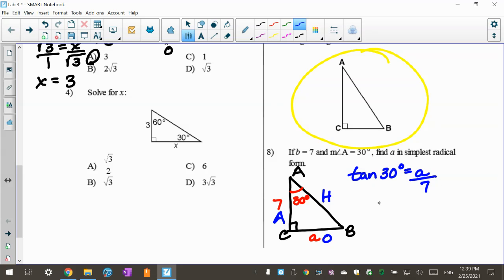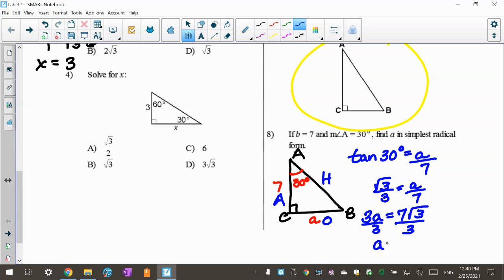Now I know the tangent of 30 degrees is radical 3 over 3 equals A over 7. Cross multiply, 3A equals 7 radical 3. And then we're going to divide by 3. So A is 7 radical 3 all over 3. So that would be the answer to that. And remember, you have all the answers in your packet, and that is in simplest radical form.